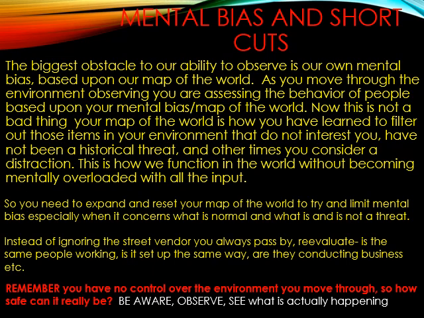So, mental bias and shortcuts. In one of the other classes, we talked quite a bit about the map of the world. You already have a brain that filters everything out based upon your experience. This creates mental bias and shortcuts for us because we always want to get to the end result. The biggest obstacle to our ability to observe is our own mental bias based upon our map of the world. As you move through the environment observing, you are assessing the behavior of people based upon your mental bias and the map of the world for that environment and that time.